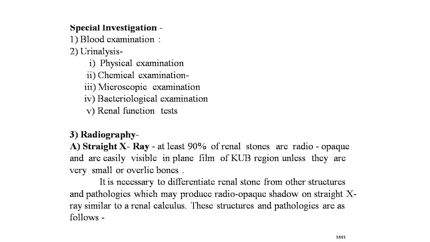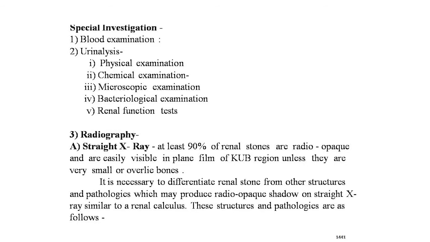Now the investigations: blood examination, urine analysis like physical examination, chemical examination, microscopic examination, bacteriological examination and renal function test. Third is the radiographs, straight X-ray. At least 90% of renal stones are radio opaque and are easily visible in the plain film of the KUB, kidney, ureter and bladder region, unless they are very small or overlie bones.